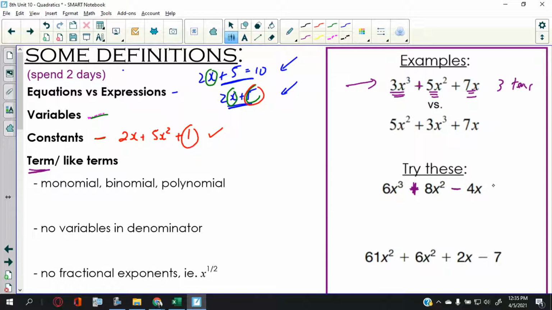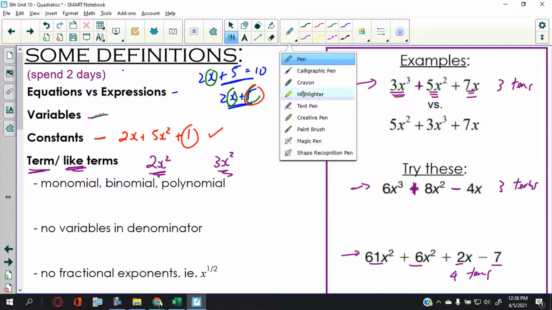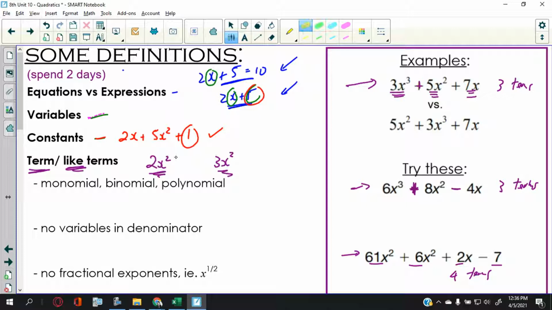What about in this example? How many terms are there? Yeah, 3 terms. What about this example? Yep, 4 terms: 1, 2, 3, 4. Now, what's a like term? We talked about this at the very beginning of the year. A like term is 2 terms that have the same exact variable, x and x, with the same exact exponents. No exceptions. That's what a like term is.